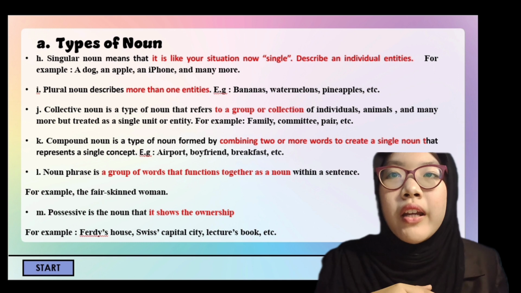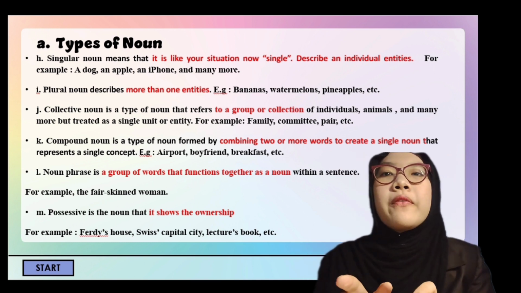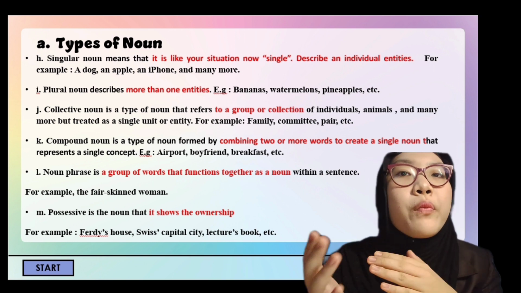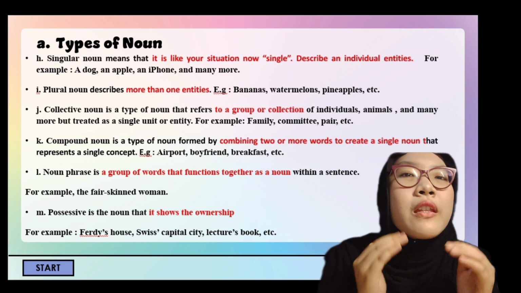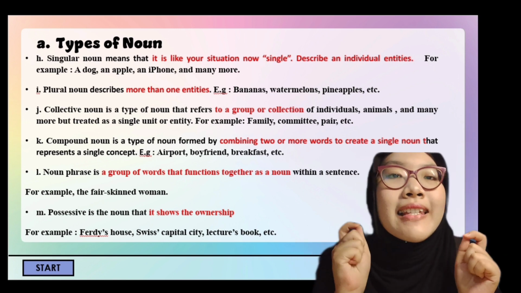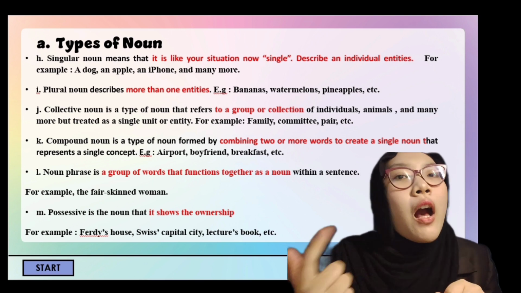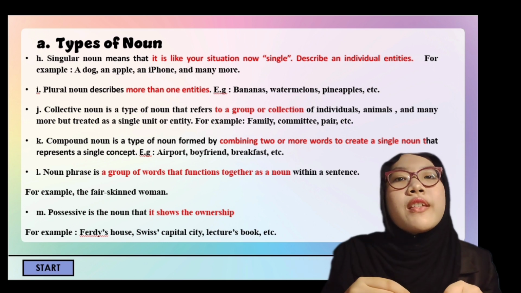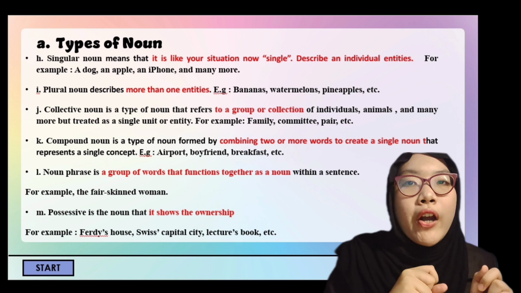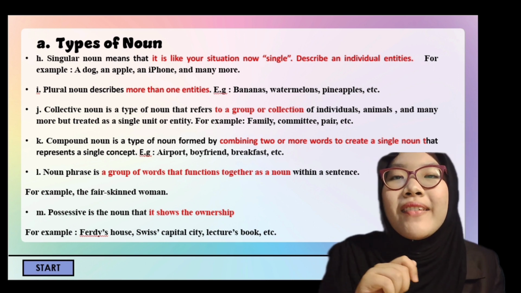All right. The next one is about the collective noun. Collective noun is a type of noun that refers to a group or a collection of individuals, animals, and many more, but treated as a single unit or entity. For example, family, committee, peer. So when you say the committee, you must follow it by is, not are, because it is counted as a single unit or entity, right?